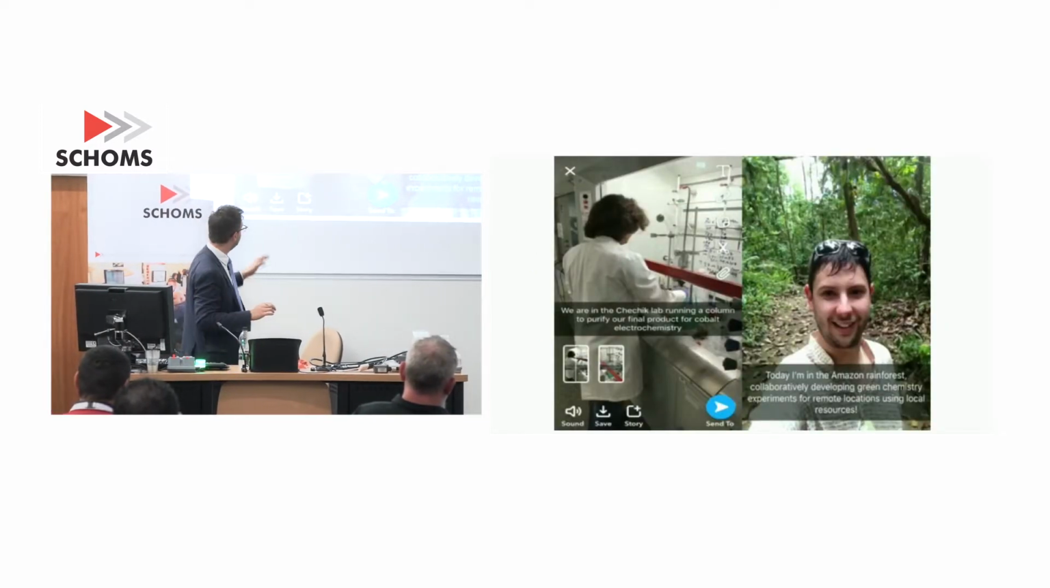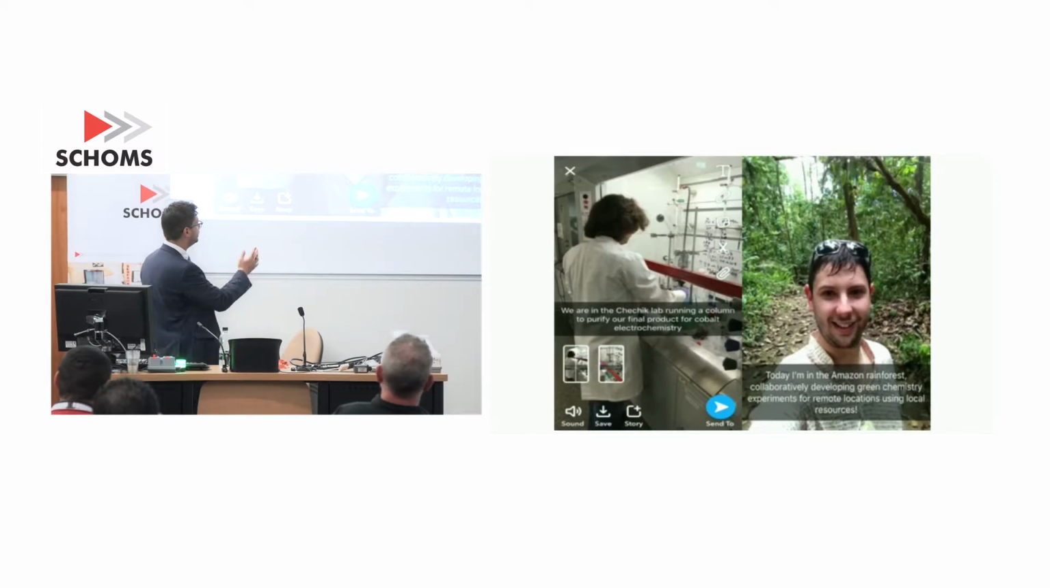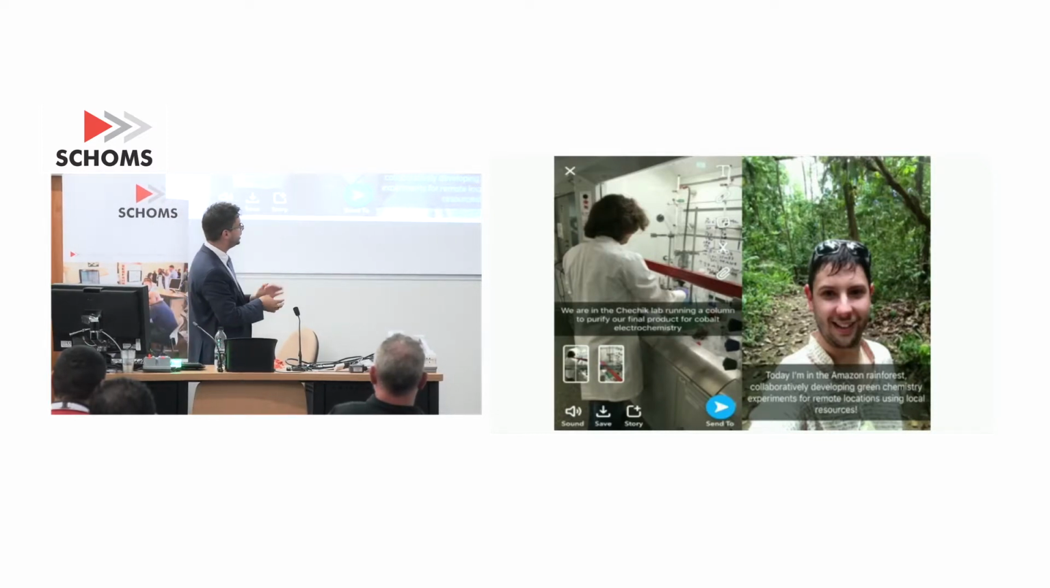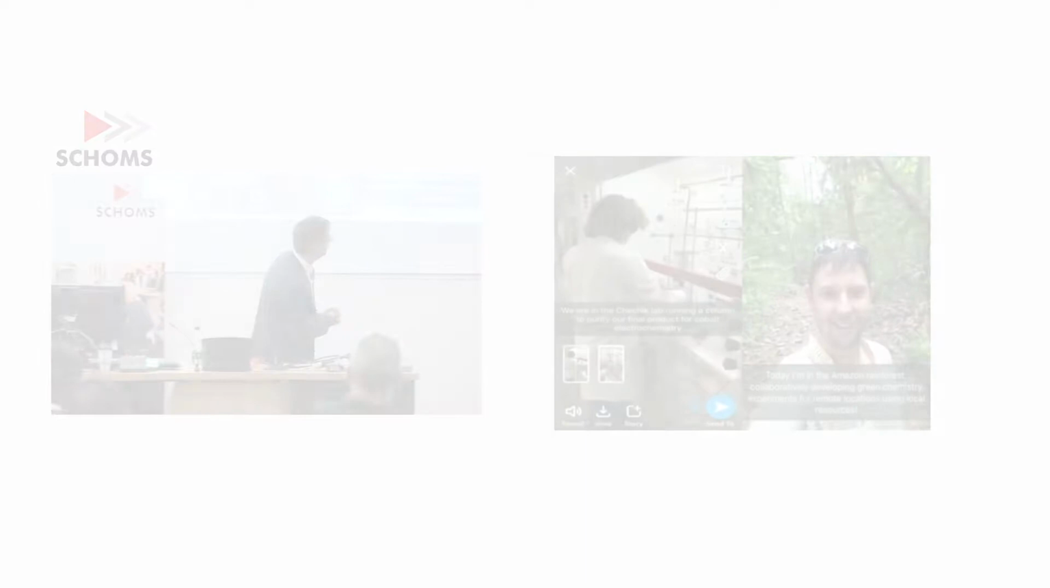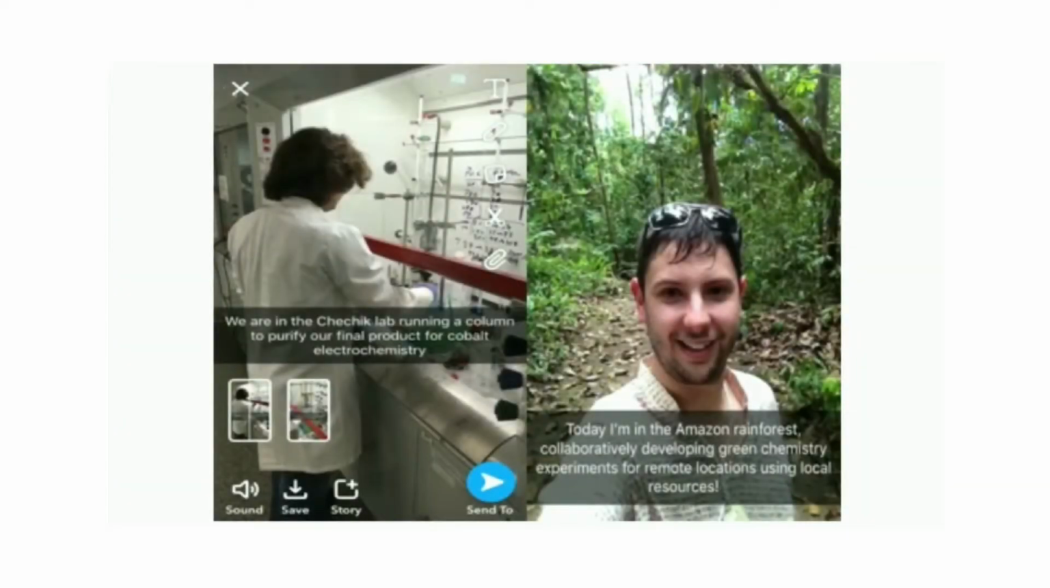So, for example, on the left-hand side there, that's an example of one of the videos. We've got a PhD student there, what's he doing? Running a column to purify a final product for cobalt electrochemistry. And it just so happens that the students are going to run a column in the lab the next day. On the right-hand side, this was me in Brazil in the Amazon rainforest, and I was developing green chemistry experiments. I mentioned that was one part of my research, so once again, the research link.